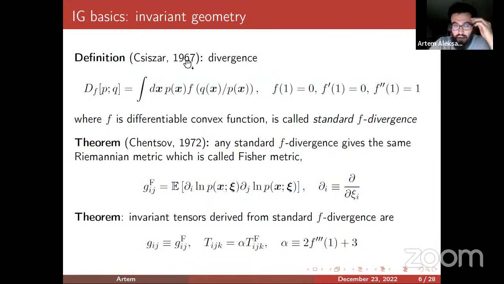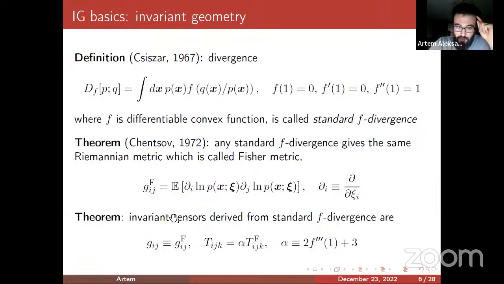It was defined in 1967. And here f is a convex differentiable function, which satisfies these conditions. And there is a theorem that guarantees that any standard f divergence gives the same Riemannian metric, which is called the Fisher metric. So this is a definition of the Fisher metric. And there is a theorem that guarantees that any standard f divergence gives rise to the same Riemann metric. It is a very important point.